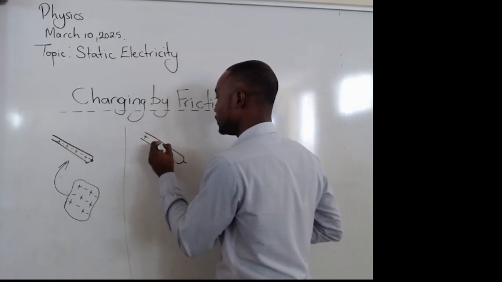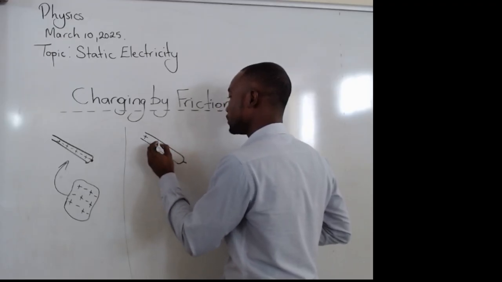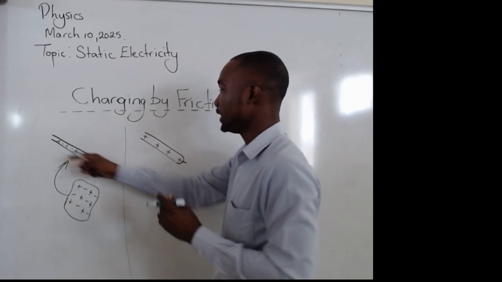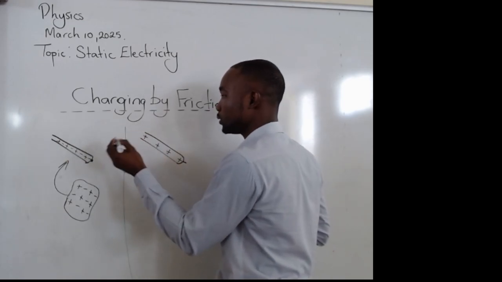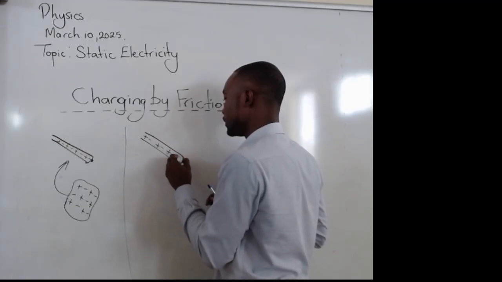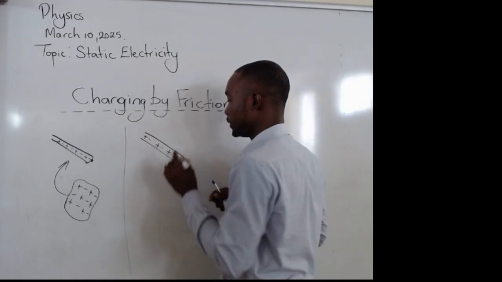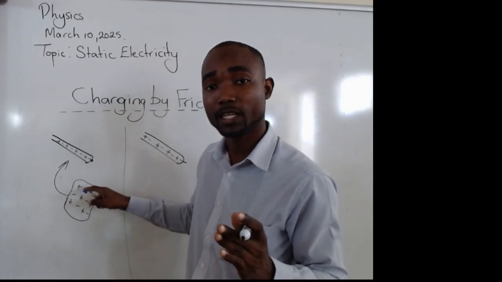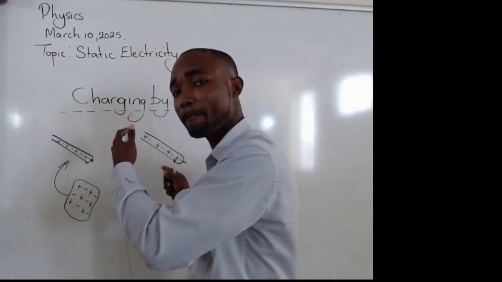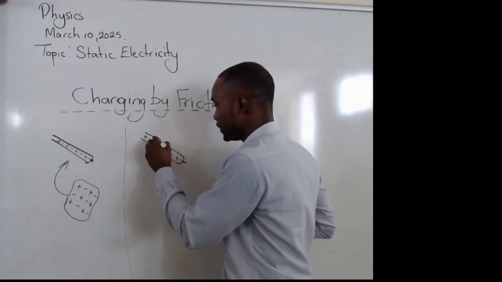1, 2, 3. Let me spread them a bit. All right, so 4 protons. I initially had 4 electrons, so put those 4 electrons back. 1, 2, 3. Need another one. 4. However, I said that 4 extra electrons will now jump from my fabric over to the pen. So I'm going to put one right here.